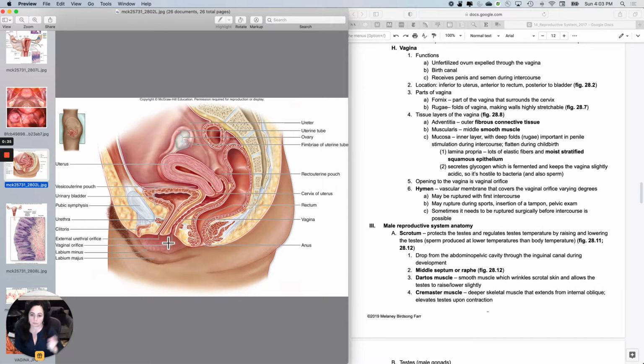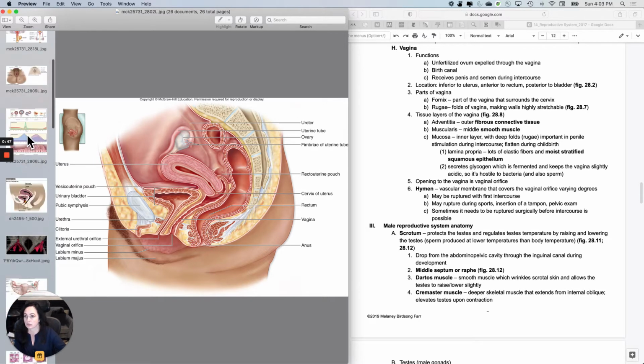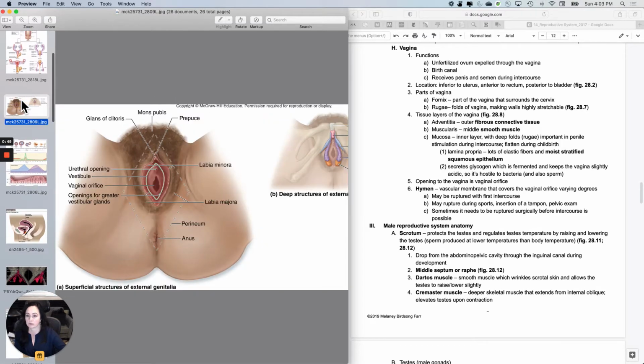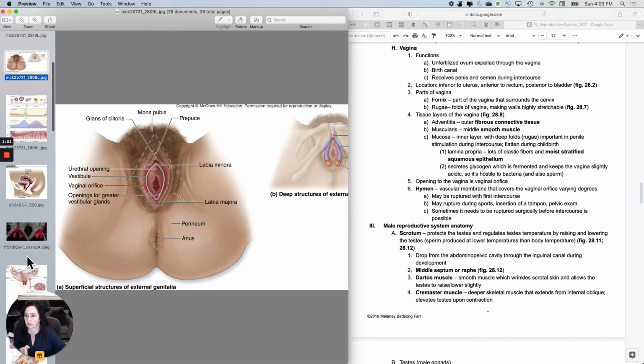So, 3 openings in the female: external urethral orifice, vaginal orifice, and anus. Okay, if you're looking at a mid-sagittal section. Also, of course, make sure that you can find it from this view, right? So you can't see the vagina, but you can see the vaginal orifice, external urethral orifice or urethral opening, and the anus. Make sure you can find it from all of those locations.